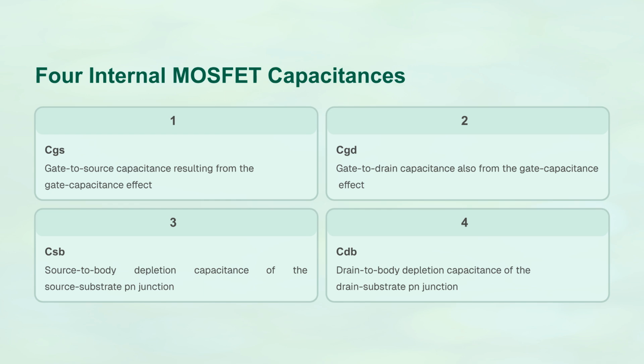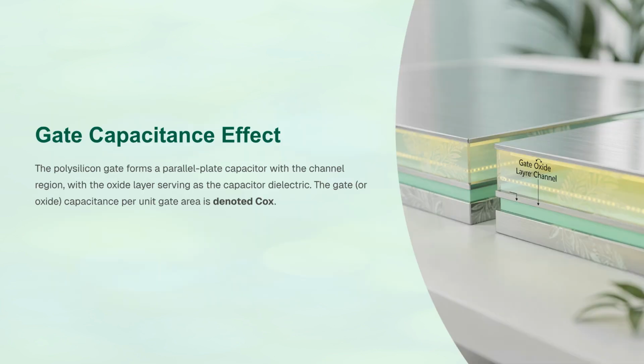The four internal MOSFET capacitances are CGS, the gate-to-source capacitance, and CGD, the gate-to-drain capacitance, both arising from the gate capacitance effect. Additionally, we have CSB and CDB, the source-to-body and drain-to-body depletion capacitances, respectively. The gate capacitance effect is modeled by the polysilicon gate forming a parallel plate capacitor with the channel, using the oxide layer as the dielectric. The gate or oxide capacitance per unit area is denoted as COX.